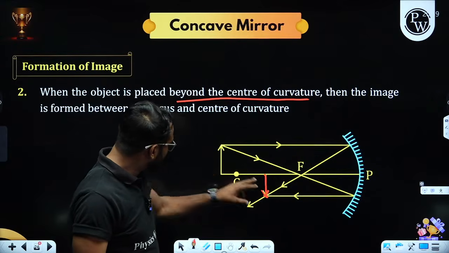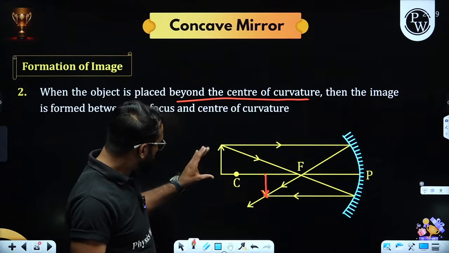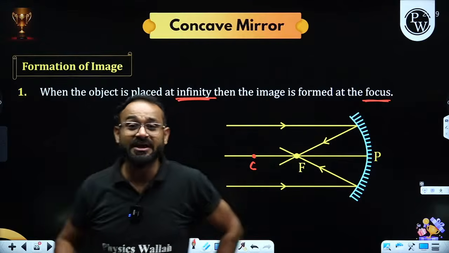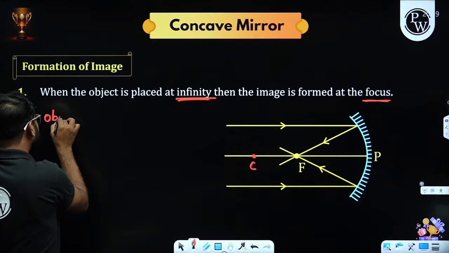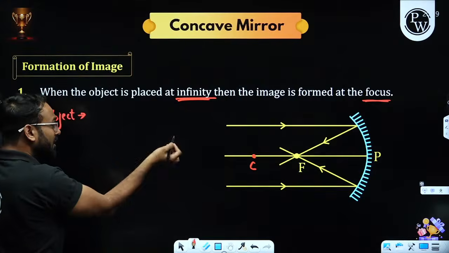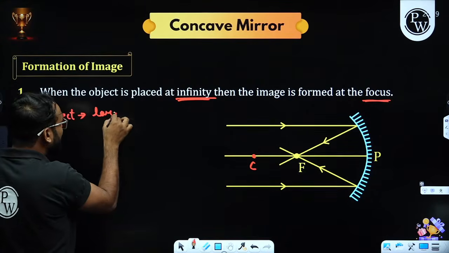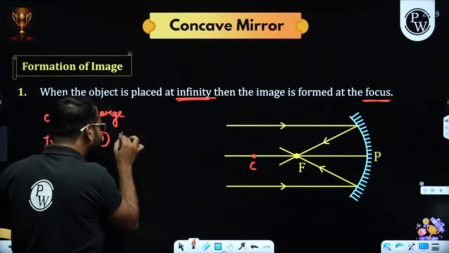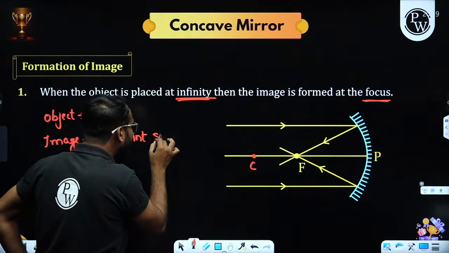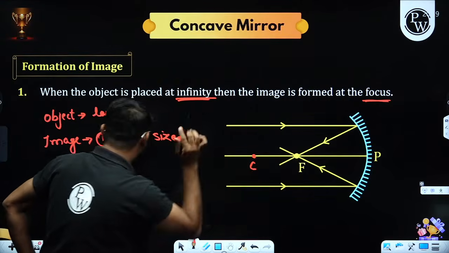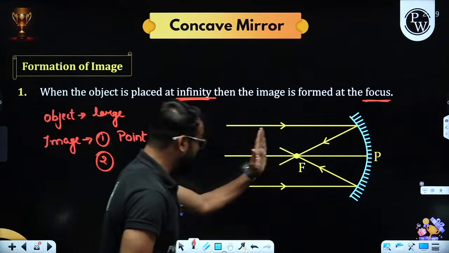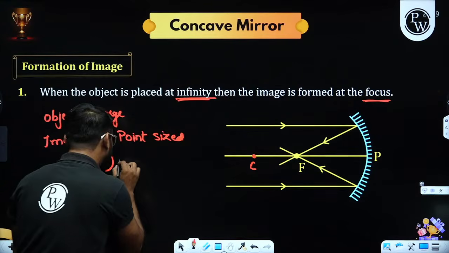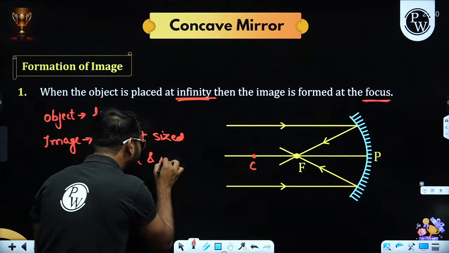Yes sir, can you see the difference over here? Object is large, image is small. Even in the previous case, the object was large, but what did you see for the image? Sir, it was point sized. A point has been obtained. Second, what would be required to obtain the image? Sir, a screen. That means real and inverted.